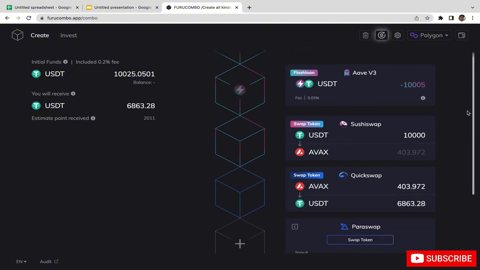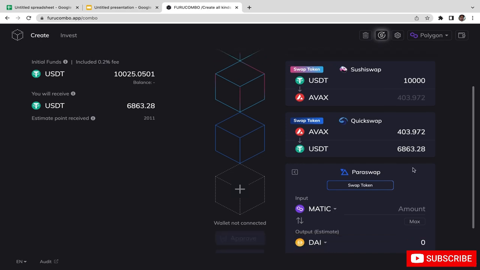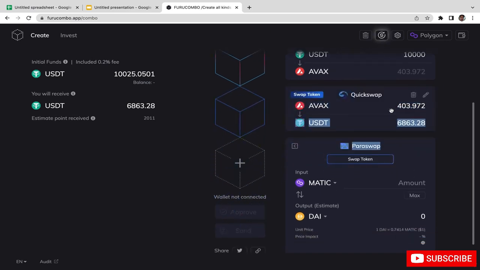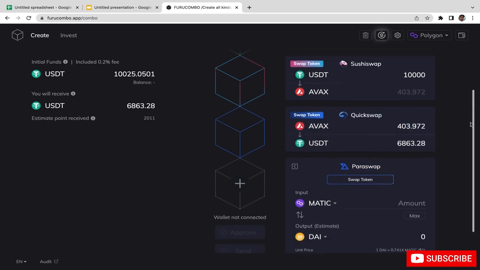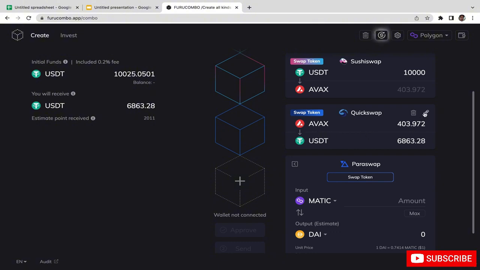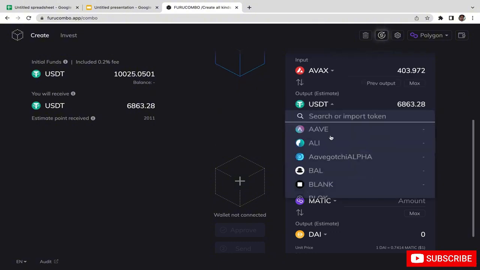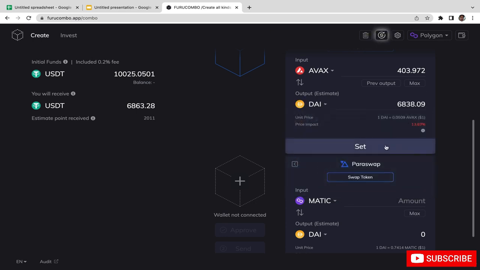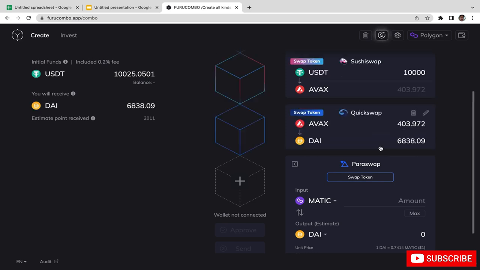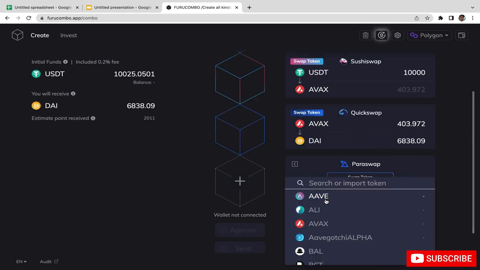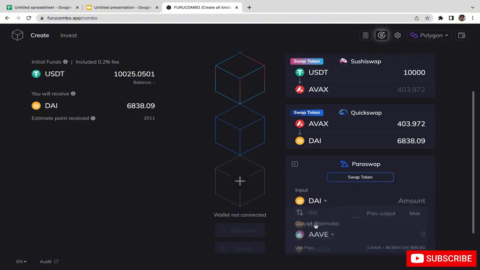Let's see, where is it? Okay, it's right here. We're just going to put it in the middle. Okay, so let's swap FX to something else, not USDT. Let's swap FX to, let's say, DAI, right? Okay. So you got 6,838 DAI. And then since our assets are now in DAI, let's change it into DAI and then copy and paste the exact amount of DAI that we got here.